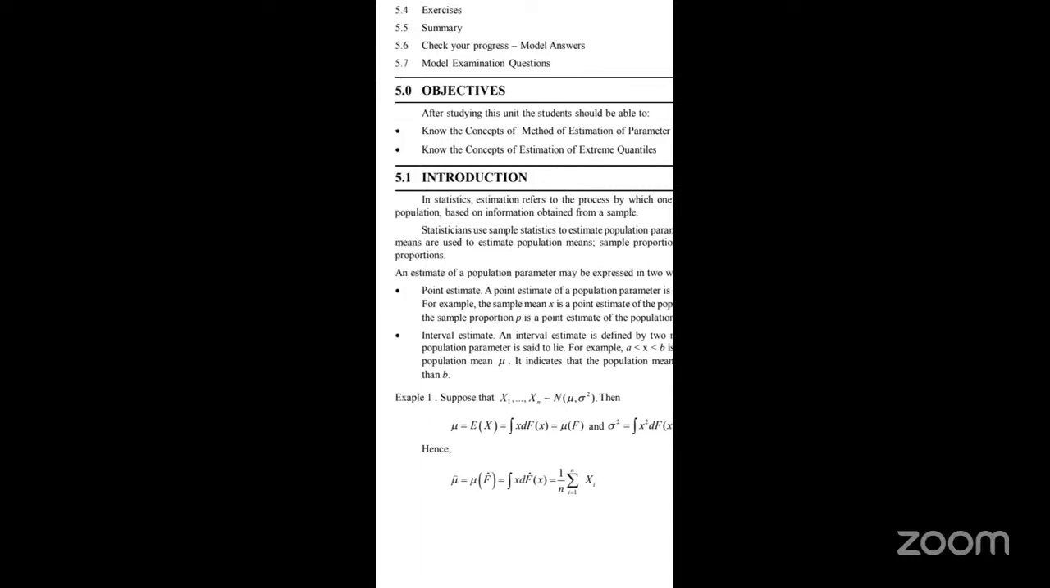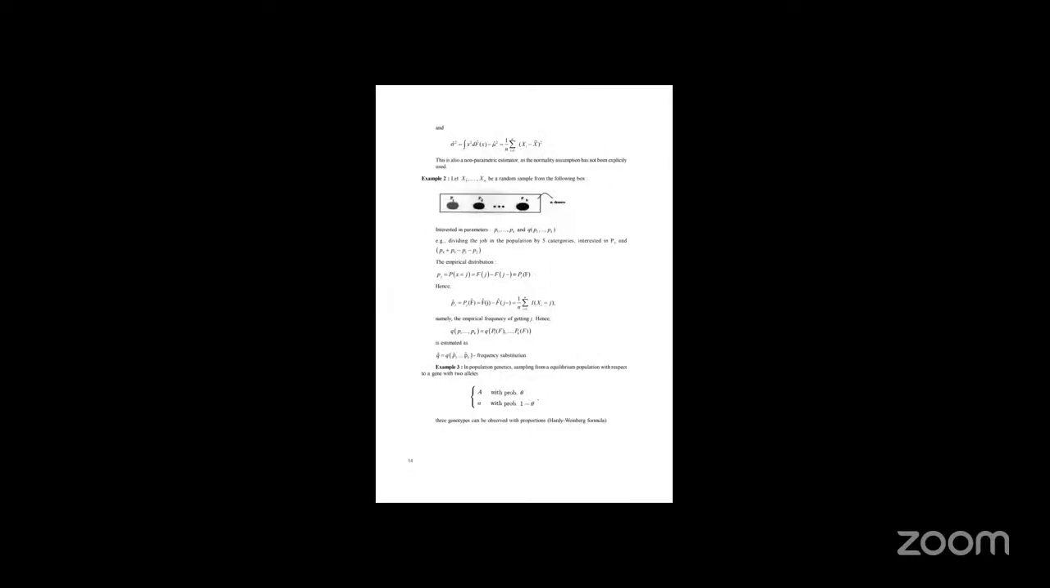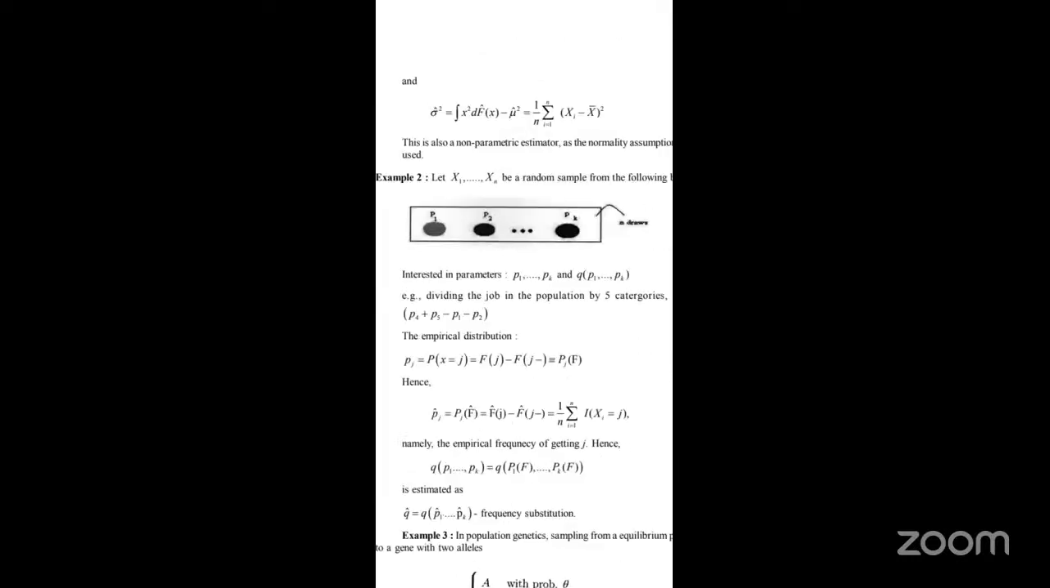Suppose x1, x2, etc., xn with mean mu and variance sigma square. Then mu equals the expectation of x, that is the integral of x dF(x), and sigma square equals the integral of x square dF(x) minus mu square. Here mu hat equals the integral of x dF_n(x), that is 1 by n summation xi. So sigma square is the integral of x square dF_n(x) minus x bar square, that is 1 by n summation of (xi minus x bar) whole square.